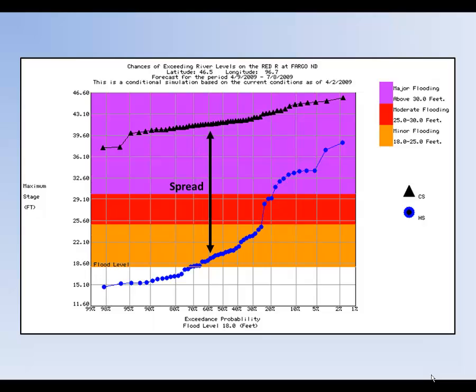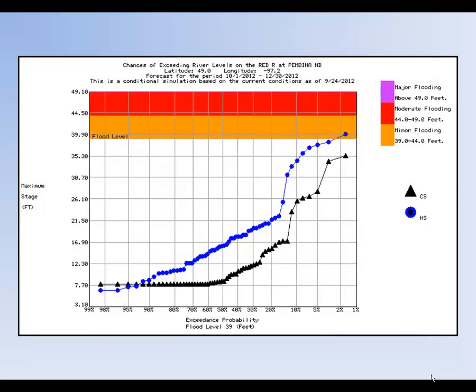The spread between the blue curve and the black curve represents the wetness or dryness of the current conditions compared to past observations. If the black curve is above the blue curve, it is wet and there is a greater chance the river will reach or exceed a specific stage compared to the historical record. In this example, the current conditions are so wet that there is a greater than 95% chance the river stage will reach or exceed approximately 39 feet, indicated in black, which historically has a less than 2% chance of occurrence in blue.